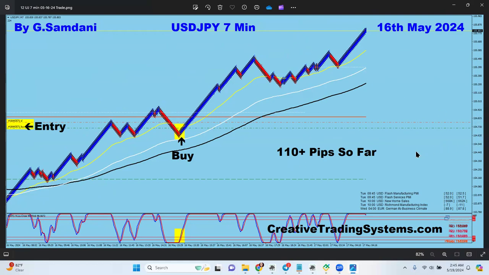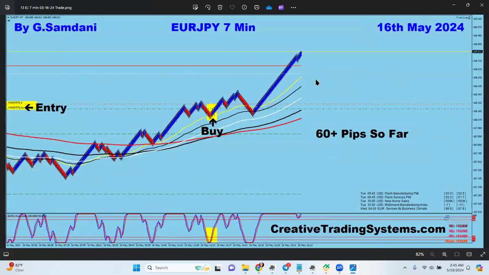7-minute chart is like a 5-minute chart, and my 20-minute chart is like a 15-minute chart. So when you have a trade set up on a 15-minute, I get more pips, big trades, right? So that's how it is on the 16th. Euro yen again, all yen pairs start to go up again, right? So this one also for 60 pip.